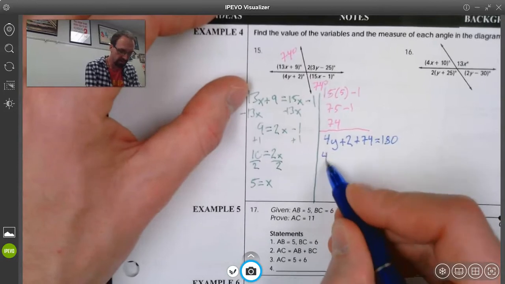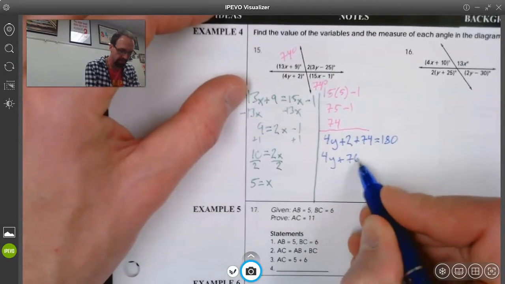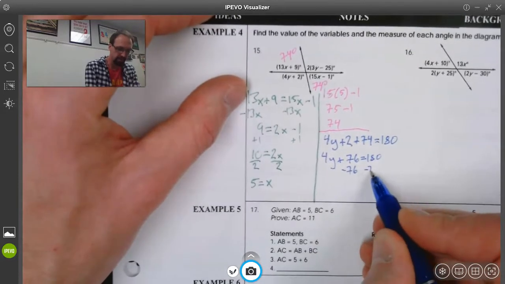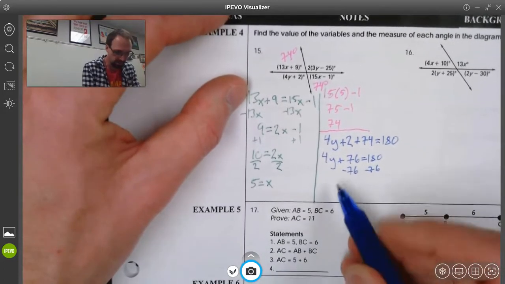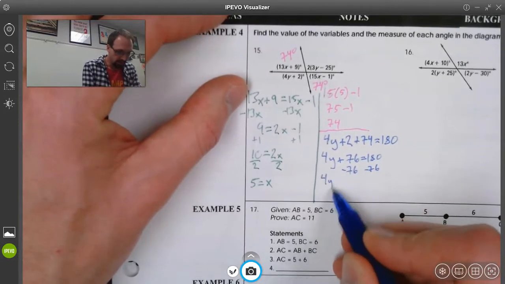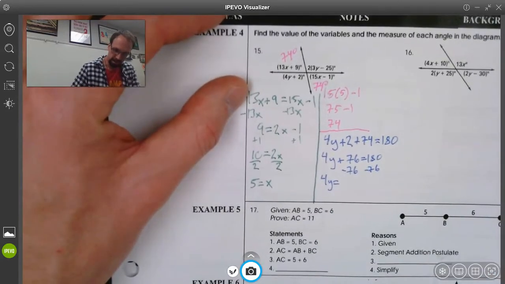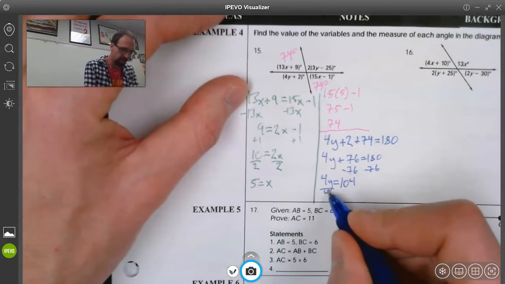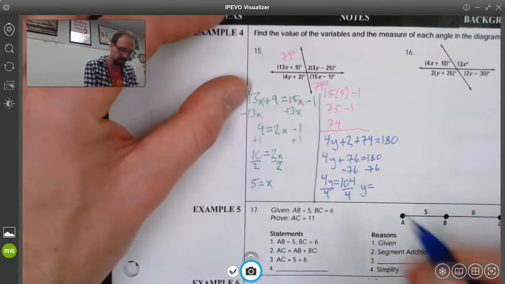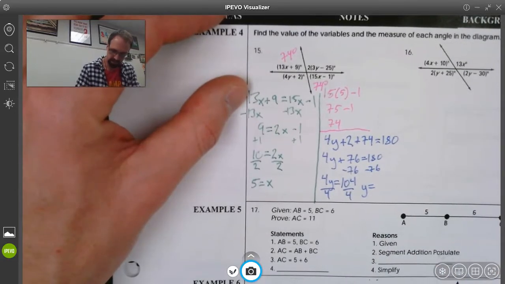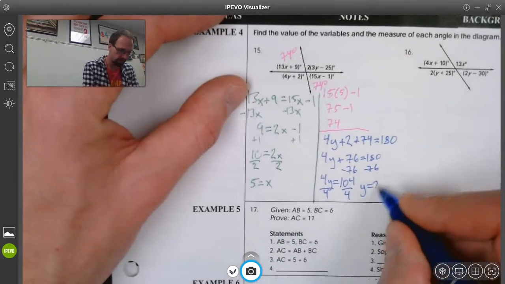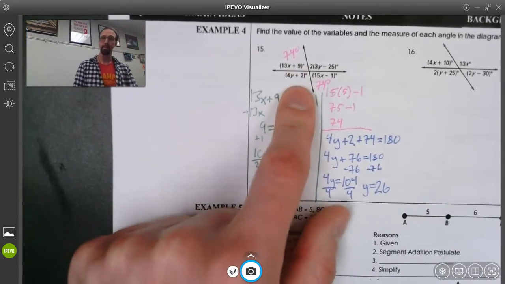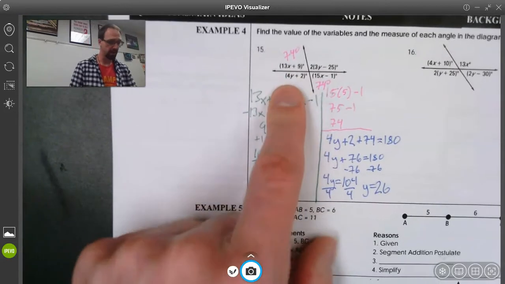So combine like terms: 4y plus 76 equals 180. Minus 76 on both sides. So that gives me 4y equals 180 minus 76, which is 104. Divide by 4, and I get y equals 26. Okay.